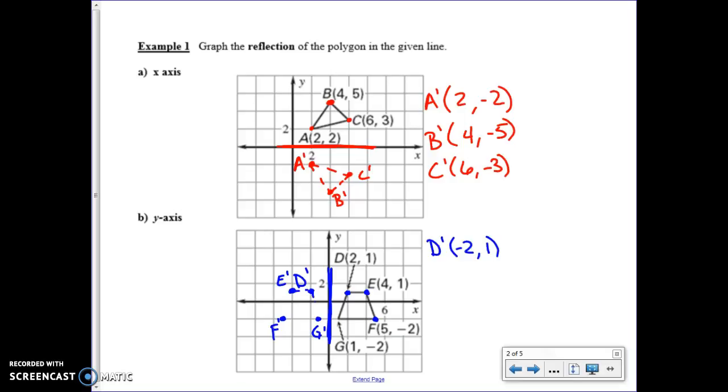I'll connect those, and I'm going to write in those points. So E prime is now at (-4, 1). F prime is at (-1, -2). And G prime is at (-5, -2).